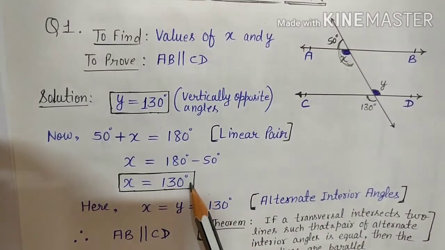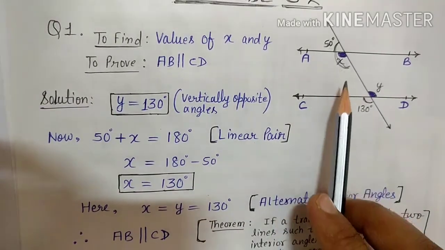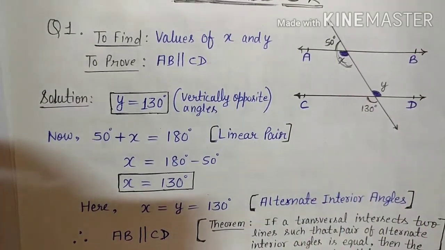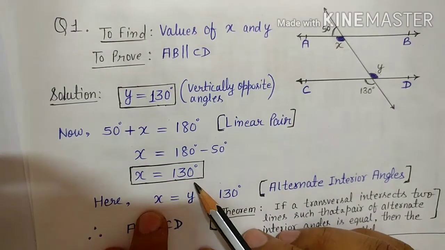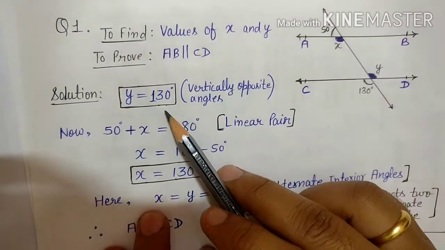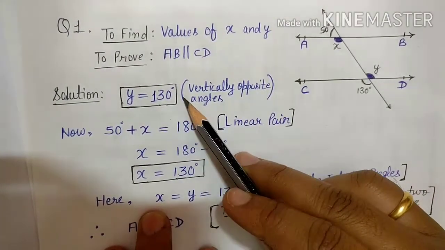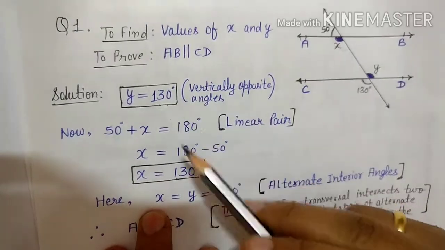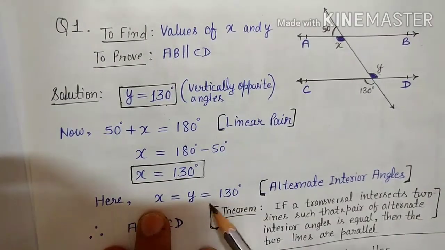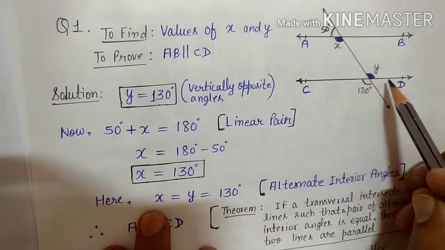130 degree. Now we are saying that x and y are equal. Why are they equal? Because the x value is coming 130 degree and the y value is also 130 degree, which we have already found out. So both values are coming 130, 130 degree. So we can say x and y are equal.